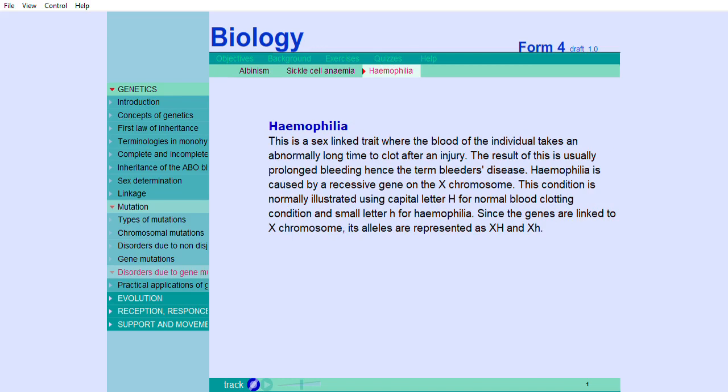Hemophilia. This is a sex-linked trait where the blood of the individual takes an abnormally long time to clot after injury. The result of this is usually prolonged bleeding, hence the term bleeder's disease. Hemophilia is caused by a recessive gene on the X chromosome. This condition is normally illustrated using capital letter H for normal blood clotting condition and small letter h for hemophilia. Since the genes are linked to X chromosome, its alleles are represented as X capital H and X small h.